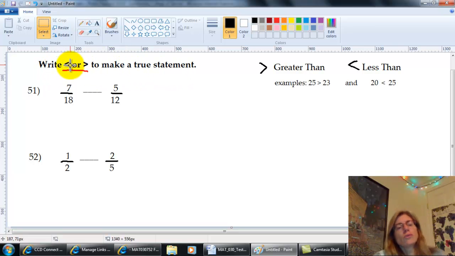These are the symbols for greater than and less than. So for example, you would use this symbol, greater than, for 25 is greater than 23, and this symbol, of course, for 20 is less than 25.